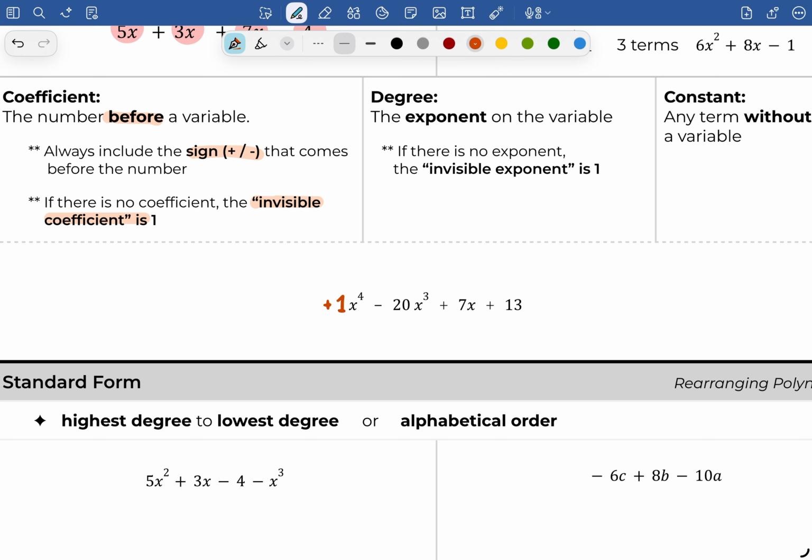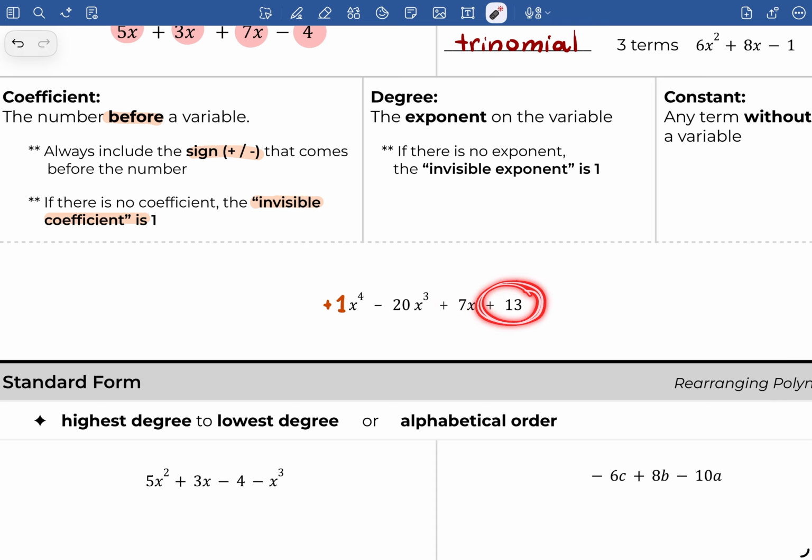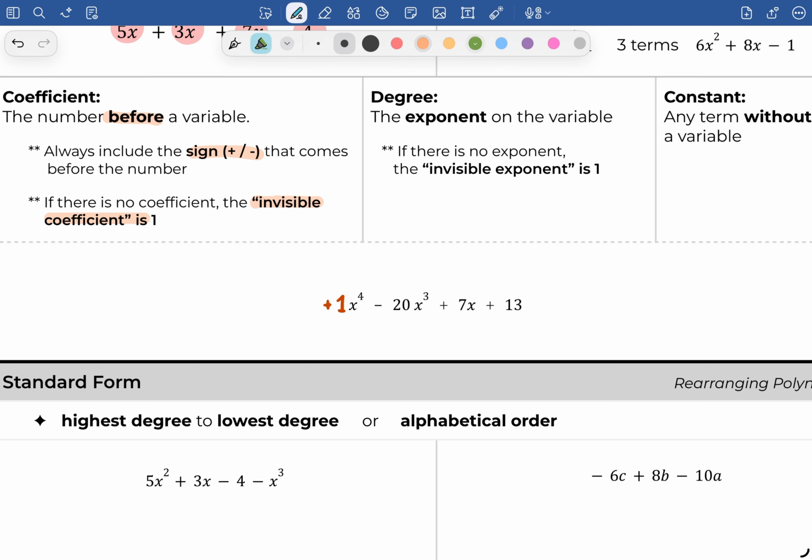Then we have a coefficient of negative 20. We have a coefficient of plus 7. And this 13 here doesn't actually count as a coefficient because there is no variable attached to it. Next up, we have the degree, which is the exponent on the variable. And once again, we know this from last unit. If there is no exponent, then the invisible exponent is 1.